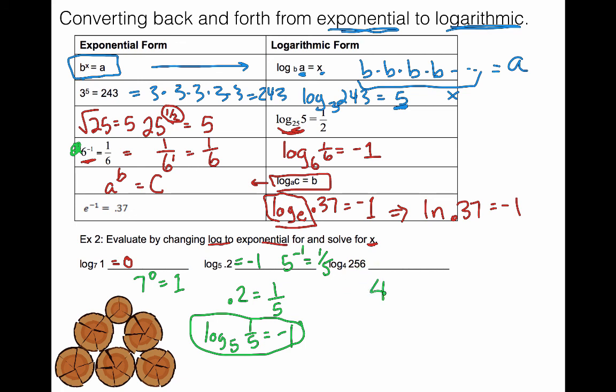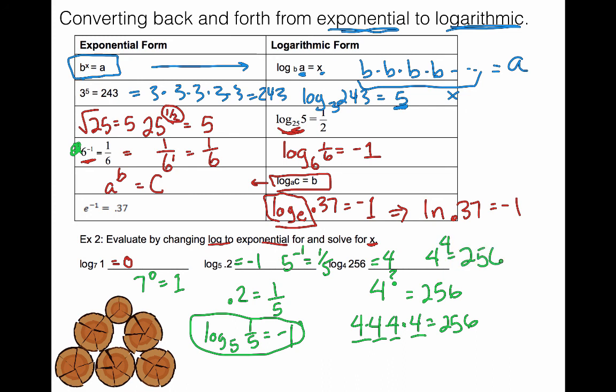All right, my final example here says log base 4 of 256. In other words, what power do I raise 4 to in order to get 256? So I can start that just using my hand. I know that 4 times 4 is 16. I know that 4 times 4 times 4 is 64, and I know 4 times 4 times 4 times 4 would be 256. So in other words, I'm going to raise 4 to the 4th power. So to translate that into exponential form, I'll say 4 to the 4th equals 256.